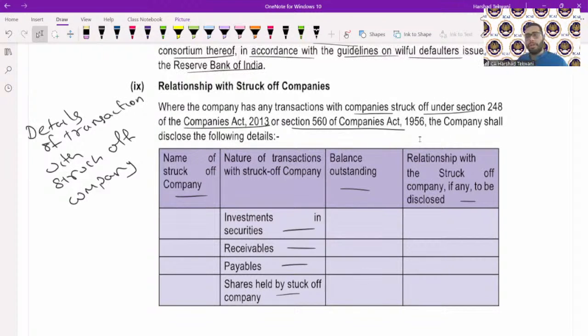Now let's say for example, during the year the company wrote off some of the amount of receivable because it was with a shell company and the company's name was struck off. How will a stakeholder come to know that such a transaction existed? We will see the bad debt written off, we will see the receivable has been reduced. Do you have the detail whether it was with the struck off company or not? That's why companies are now required to disclose this type of transaction. It will give immense clarity to the stakeholders.